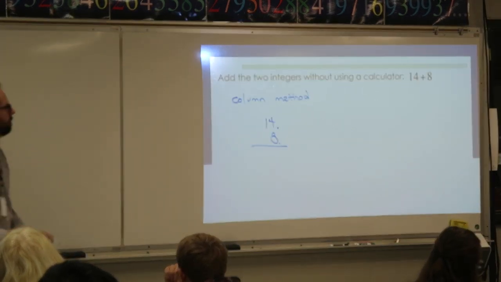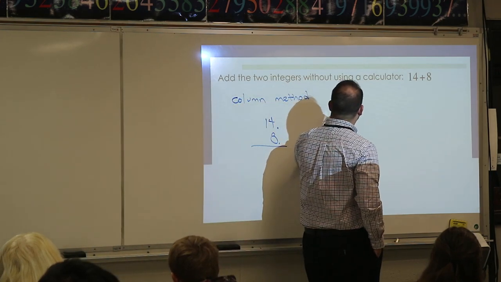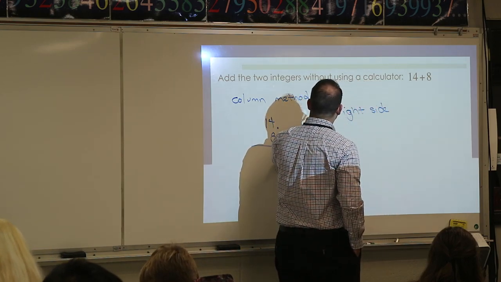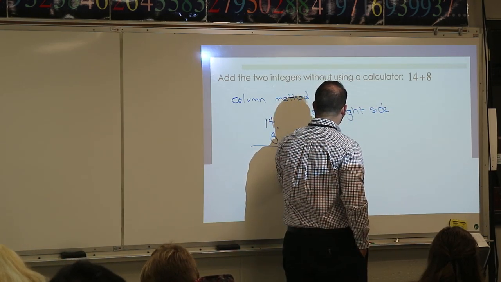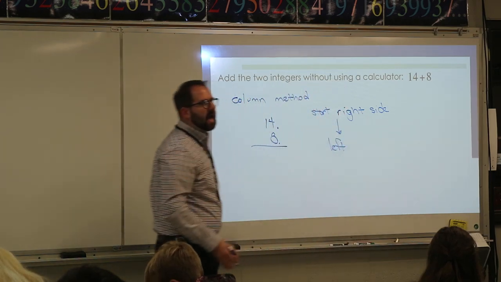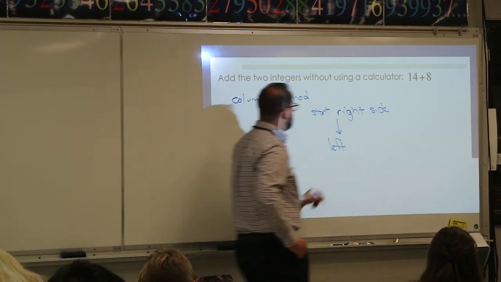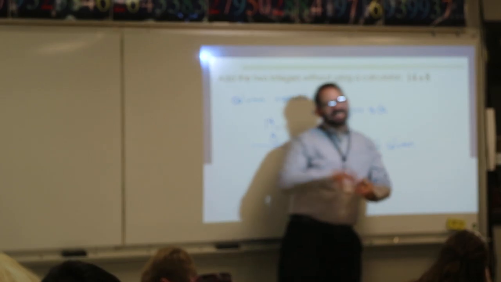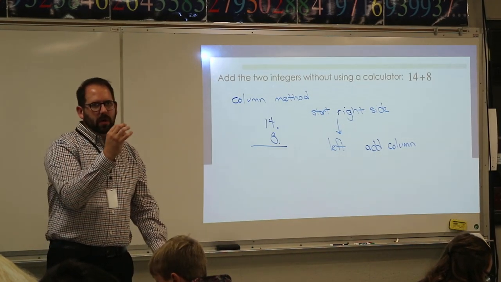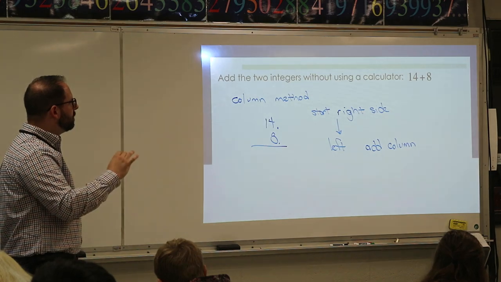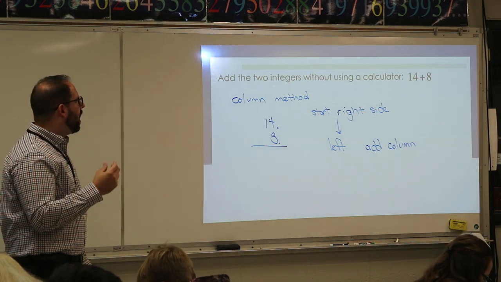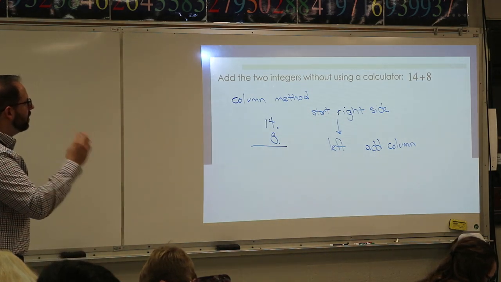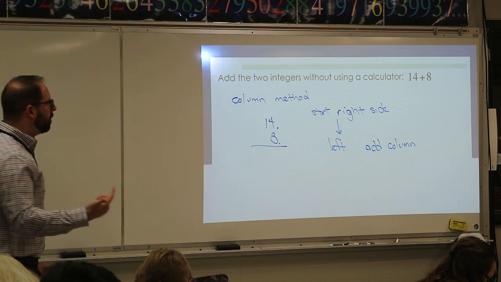Okay, when you add in column method, you're starting on the right side. This is where you're going to start, and you're going to work your way to the left, and you're going to add the columns straight down. The idea behind adding this way is that it keeps your numbers super small. The biggest number you can have is a two-digit number that's probably less than 20. That's just how it works. So it's keeping the numbers as small as possible so that you don't have to overthink the problem.